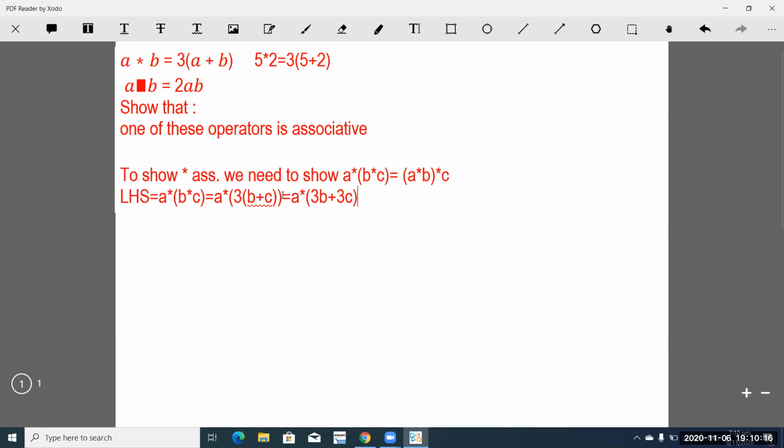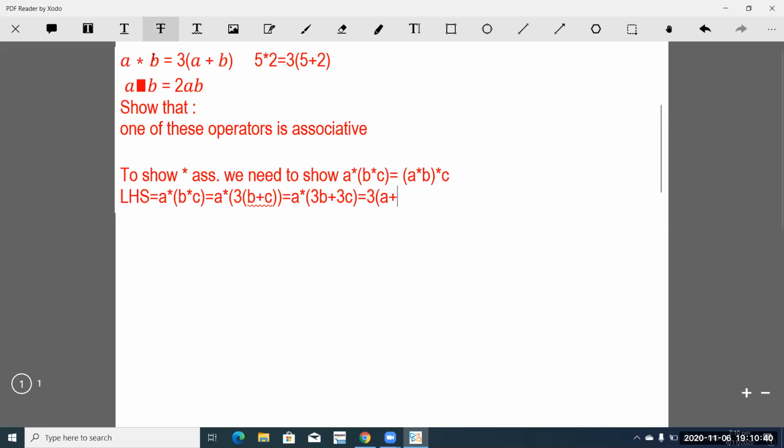It would be A times 3BC. So it'd be 3 times 3BA. It would be 3 times 3BA. It's going to be 3 times A plus, so it's A plus.